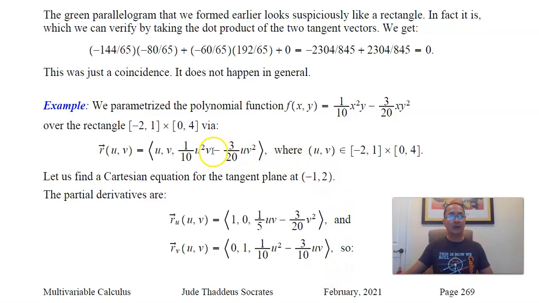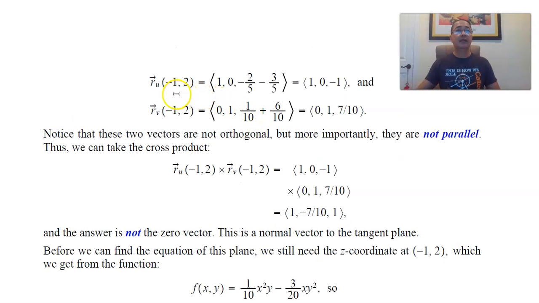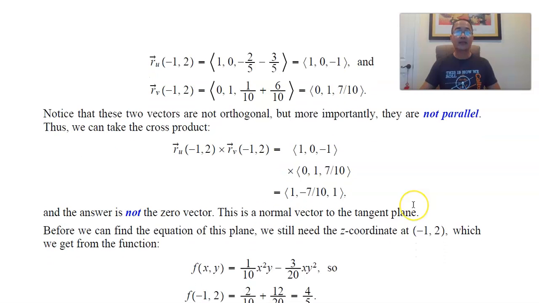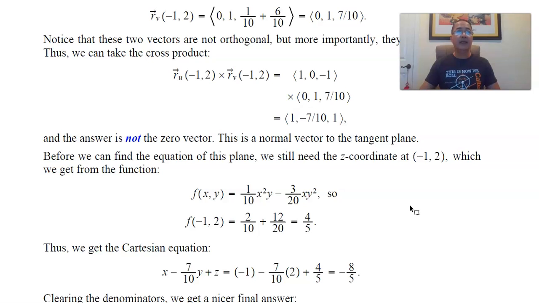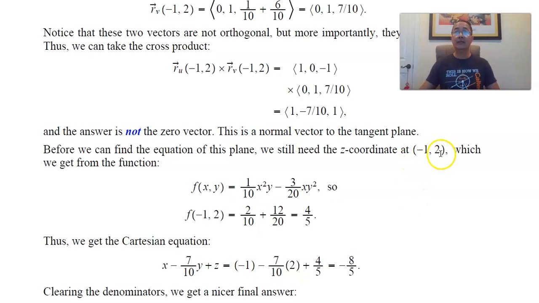Okay, so I believe next we are going to plug in the coordinates of that point. All right, so plug in negative 1, 2 into our partial derivatives, which is on the last page, but it does simplify to these 2 vectors. Take the cross product, you'll get 0 plus 1 right there, and then 0 minus 7 over 10 there, and then 1 minus 0, you'll get 1. Okay, so that's not the 0 vector, that's our normal vector to the tangent plane. And, oh, we need the z coordinate.